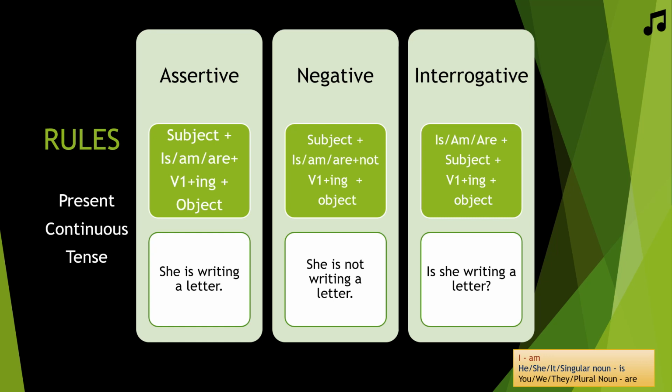We use is. In negative, we will use not with these auxiliary verbs: is, am, are plus not. See the example. She is not writing a letter. And then in interrogative, is, am, are will come at the beginning of the sentence, then the subject, then the first form of verb with ing, and then the object. Is she writing a letter? Check the right extreme corner of the screen to see where we have to use am, is, and are.